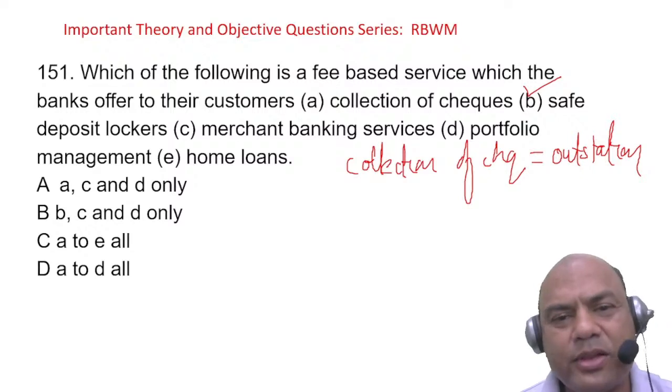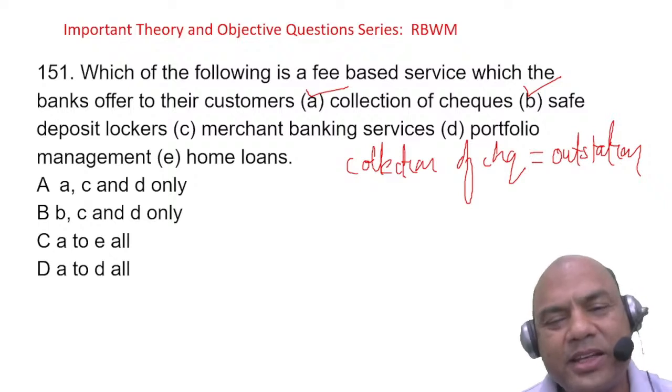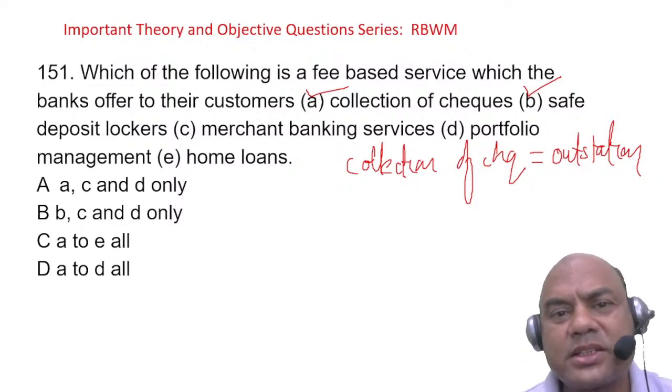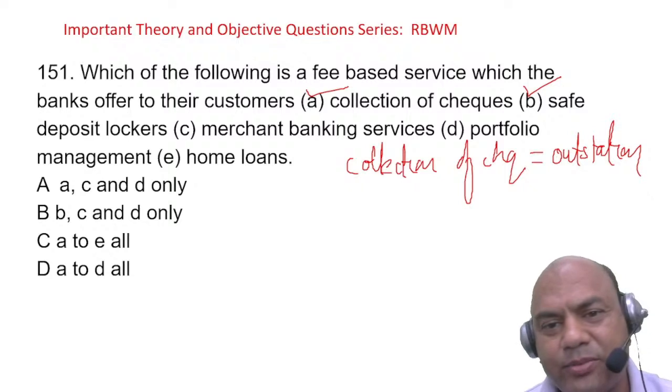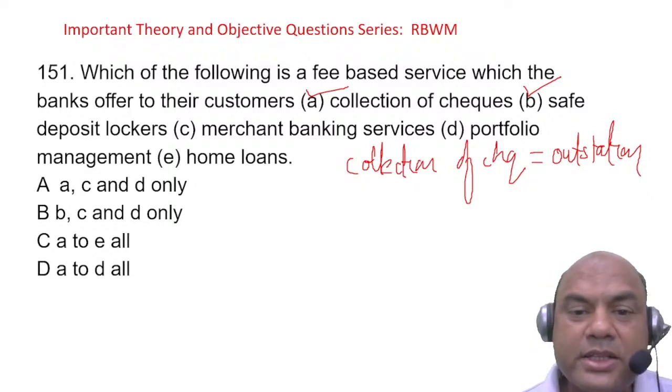Means after all that is a part of your fee-based income, but practically it's not there. But in books for your JAIIB exam, it is there. In your JAIIB exam, they still ask you about outstation checks. Why, I don't know, but they ask you. So that's why you have to remember. Safe deposit locker, yes. Merchant banking services.